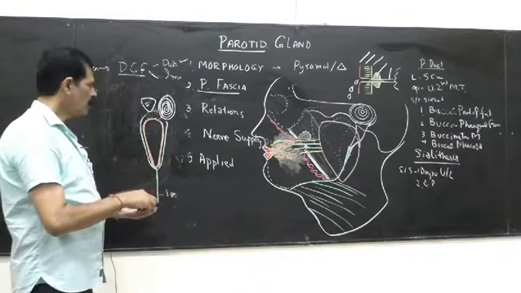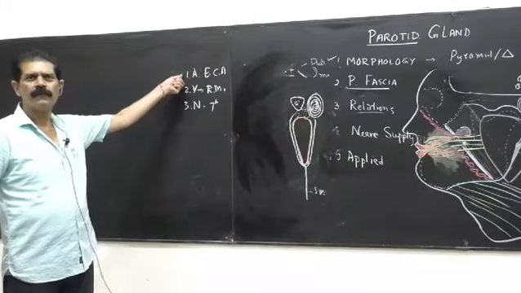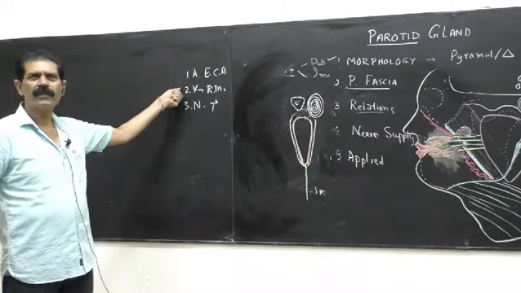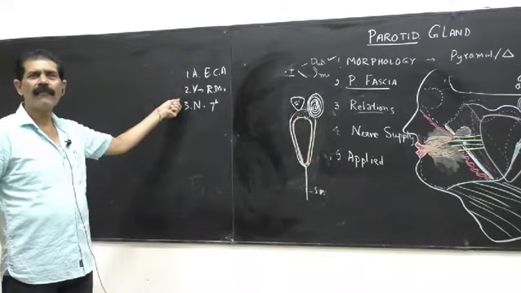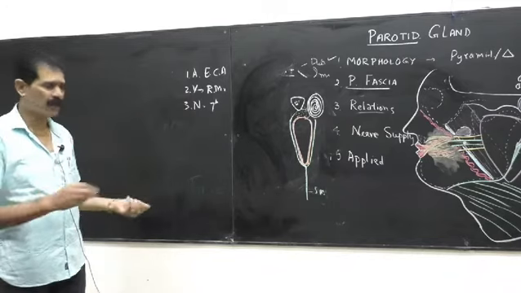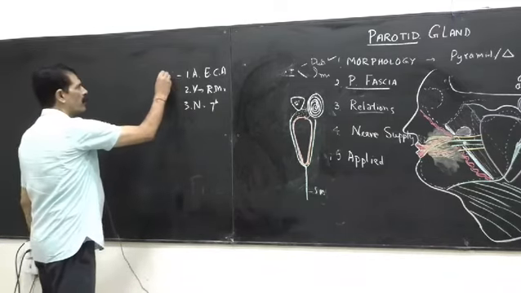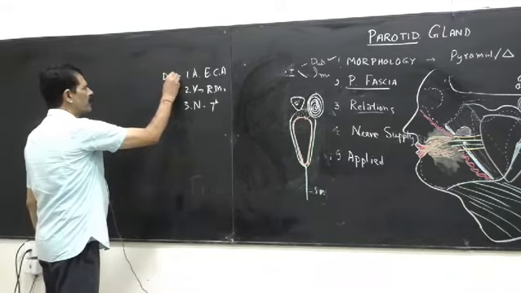And what is superficial and what is deep, that is important. So the artery is the deepest. Then comes the vein, which is intermediate, and the nerve is superficial in position, that you have to remember. So artery is deep in position, vein is intermediate, and nerve is superficial.